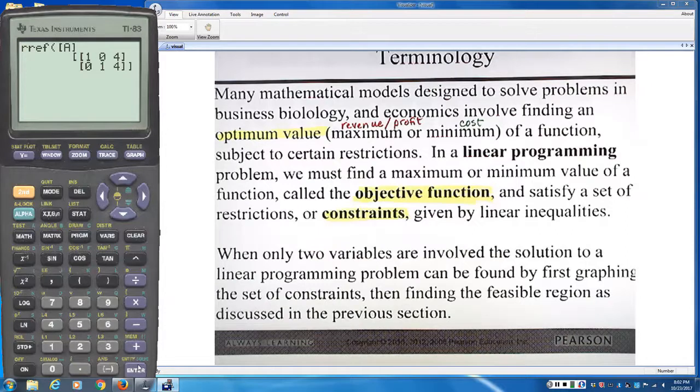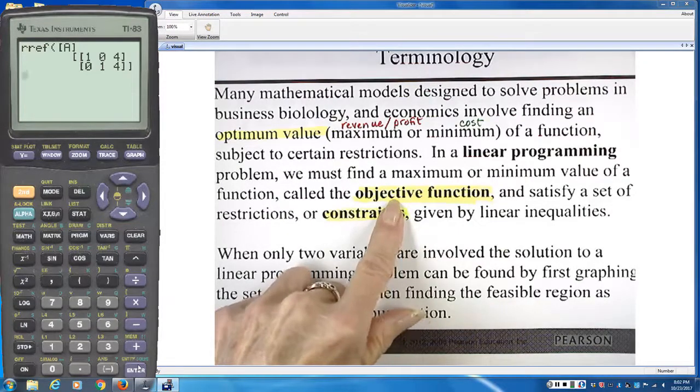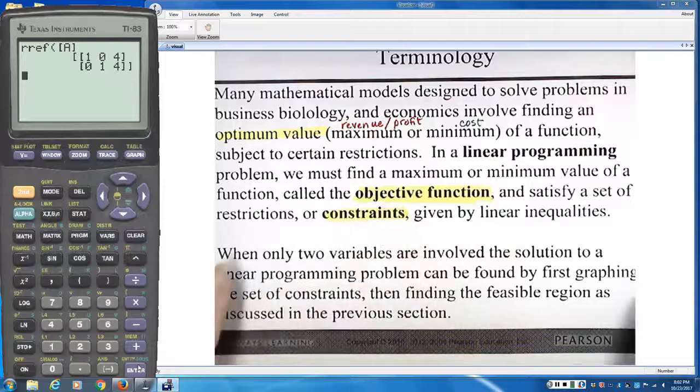And as long as we've only got two variables involved, then we can find the answer to the problem by graphing the constraints, finding the feasible region, and then using our corner points to see which of the corner points optimizes your objective function. So that's going to be the process we follow for this whole chapter.